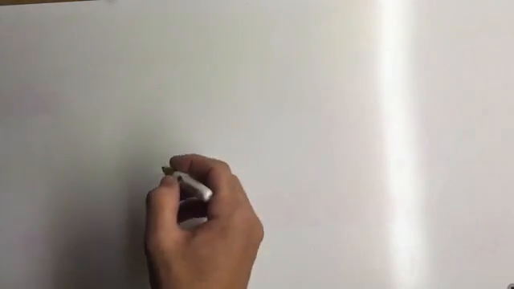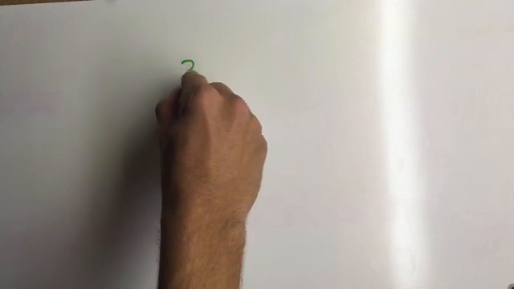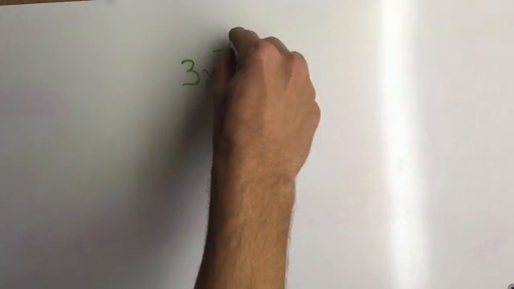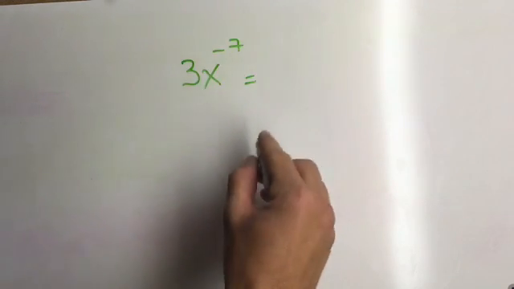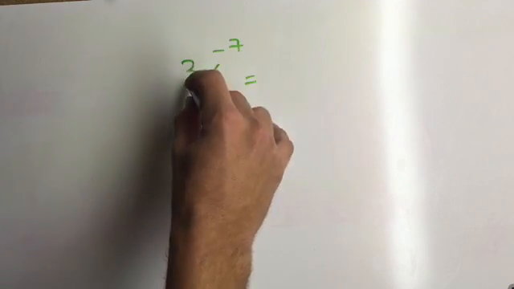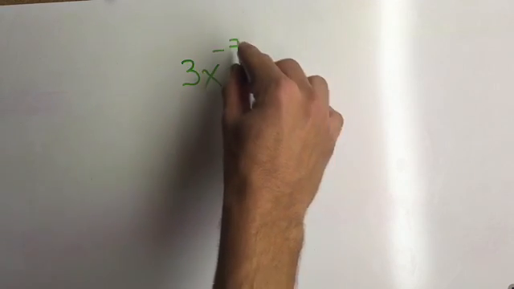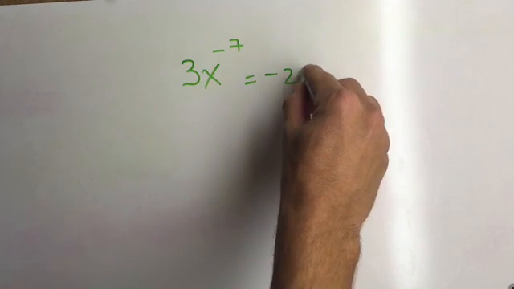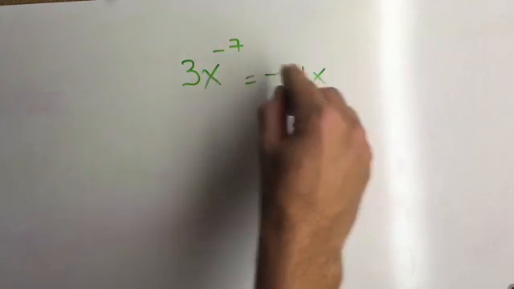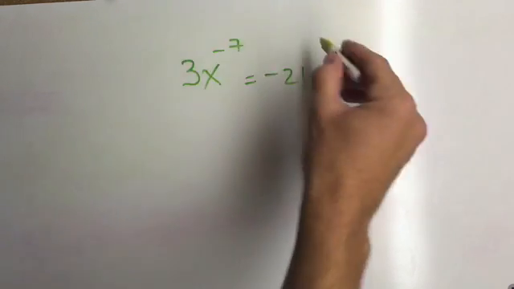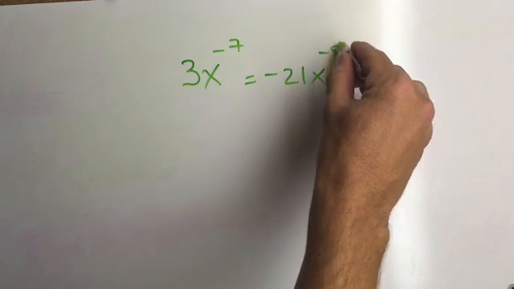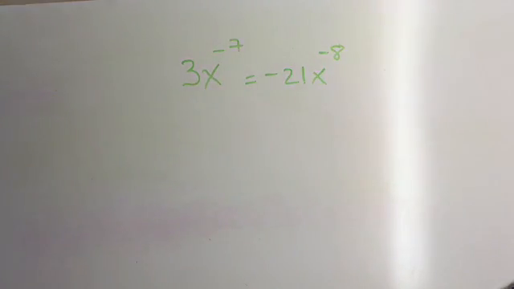Now we're going to try with a negative exponent. For example, 3x^-7. We still need to multiply the exponent by the number. It's going to be -7 times 3, which is -21. And then you need to subtract 1 from the exponent. So -7 minus 1 is going to end up with -8.